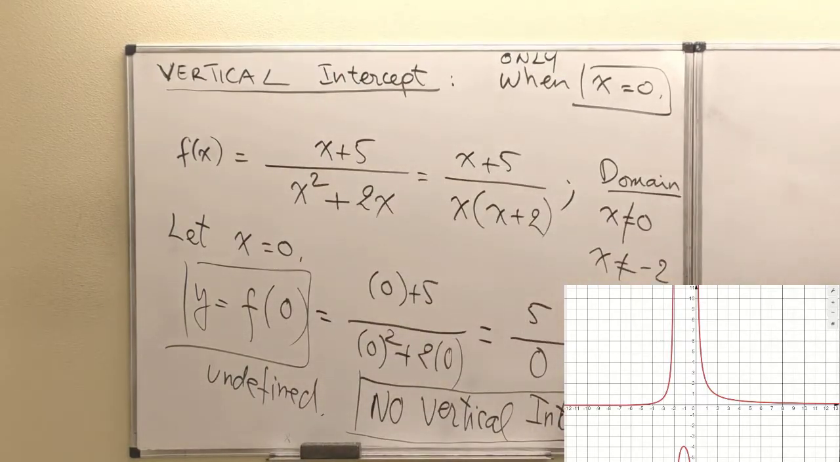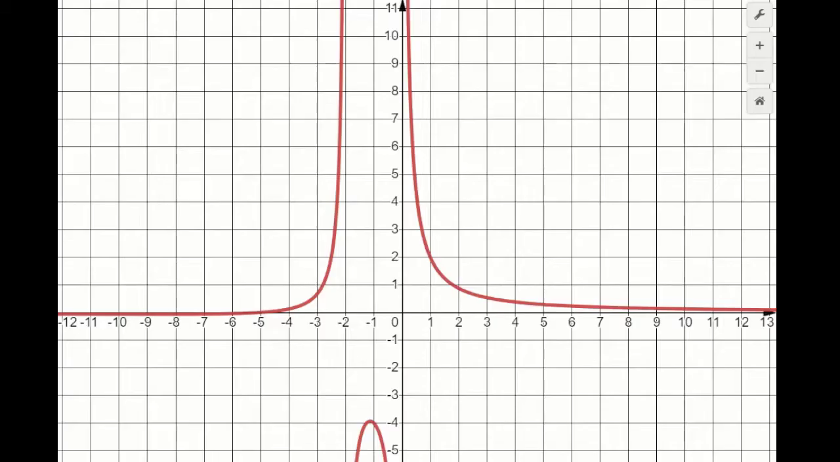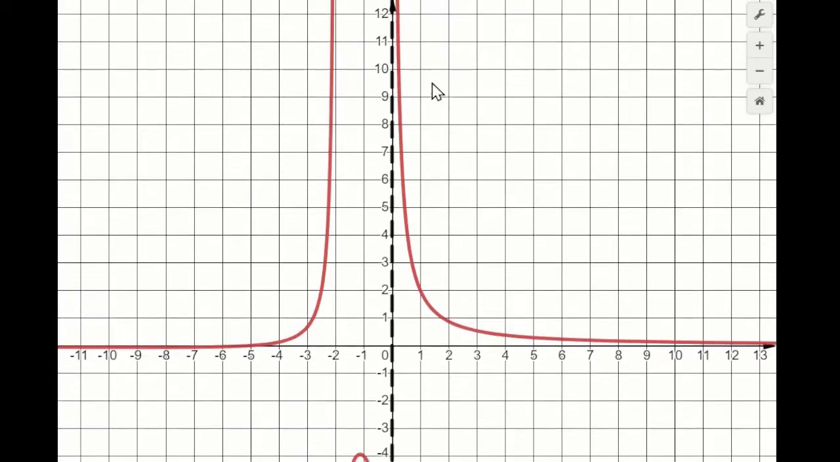Now in a full screen view, again, let's have a look. x equals 0 is the equation of the y-axis. Our graph is asymptotic to that, meaning it's never going to even hit the y-axis.